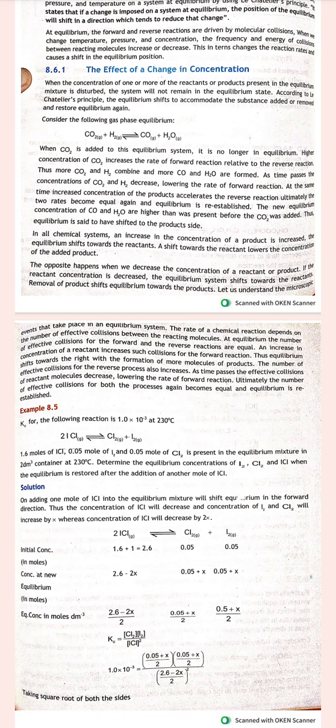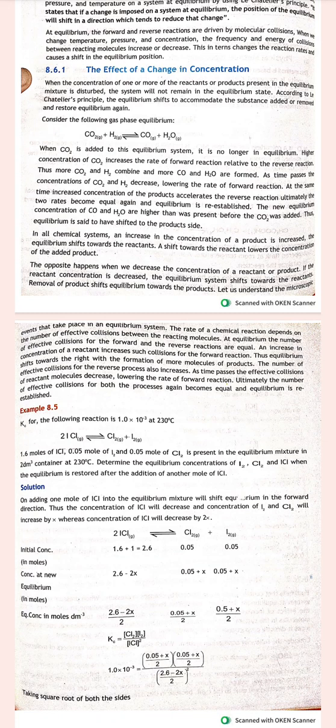The effect of a change in concentration. When the concentration of one or more reactants or products present in the equilibrium mixture is disturbed, the system will not remain in the equilibrium state. According to Le Chatelier's principle, the equilibrium shifts to accommodate the substance added or removed and restore equilibrium again. Consider the following gas equilibrium: CO2 plus H2 gives us CO plus H2O. So when CO2 is added to this equilibrium system, it is no longer in equilibrium.